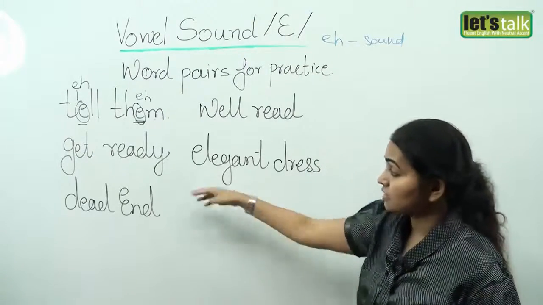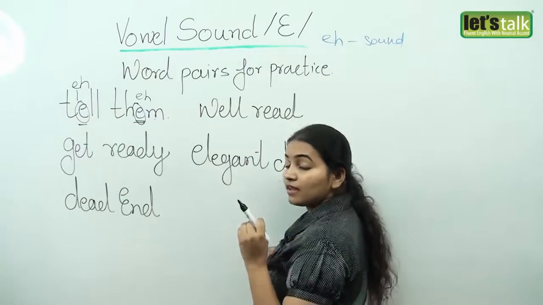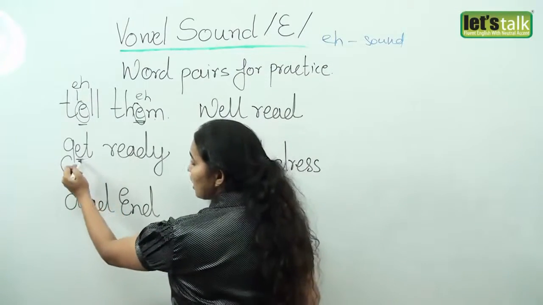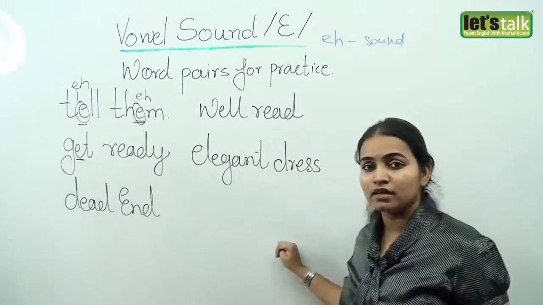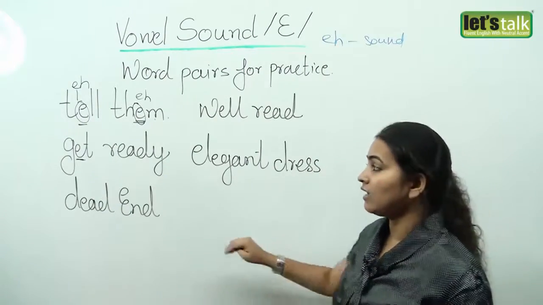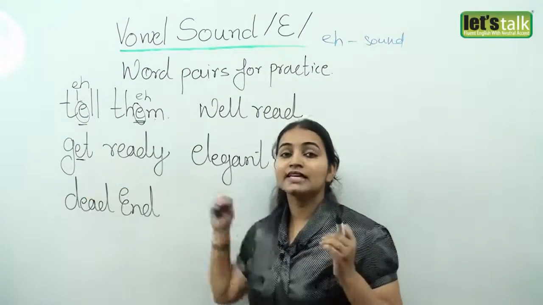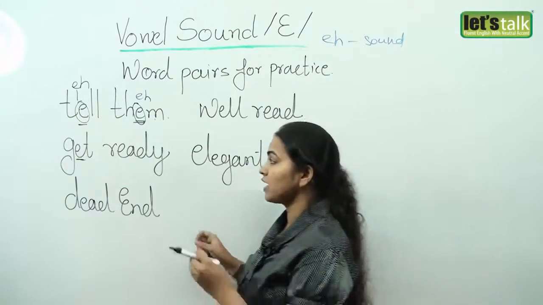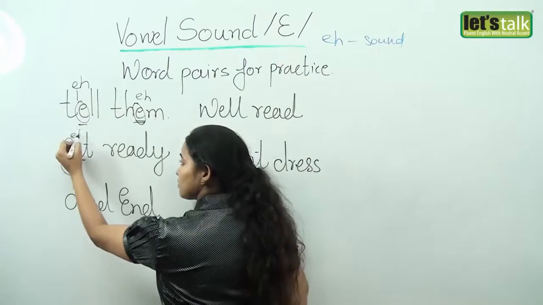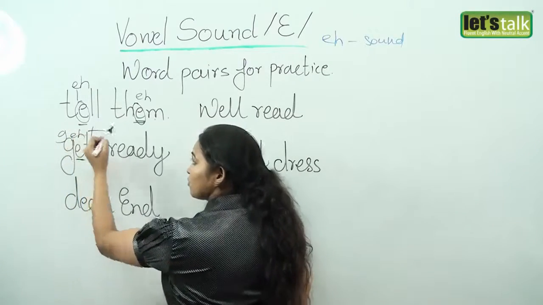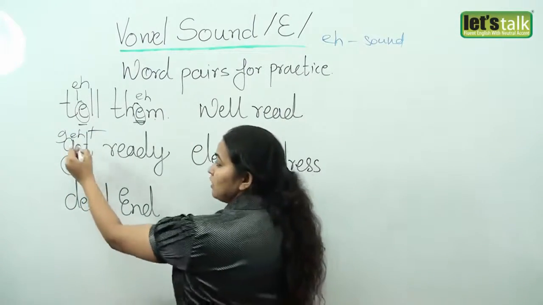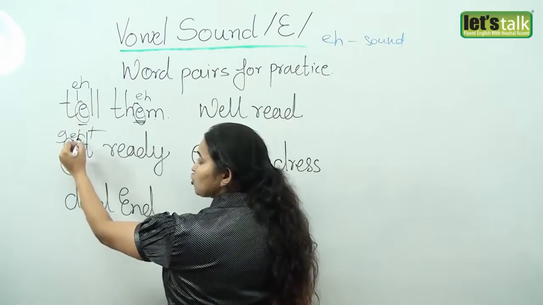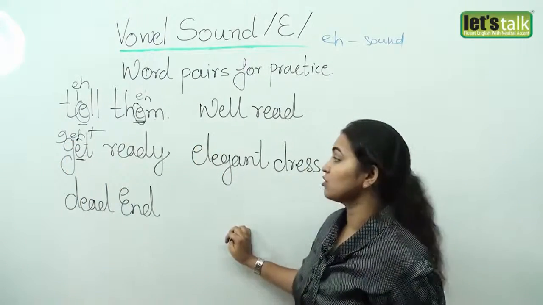So that's the m. So L, the m, both giving me the eh or the short e sound. Moving on to the next set of words, which is get ready. So that's the eh sound. It's not gate ready or get ready, but it is a get ready. So the E gives me a clear, distinct eh sound. So it is a get ready. The E giving me the EH or the short E sound.